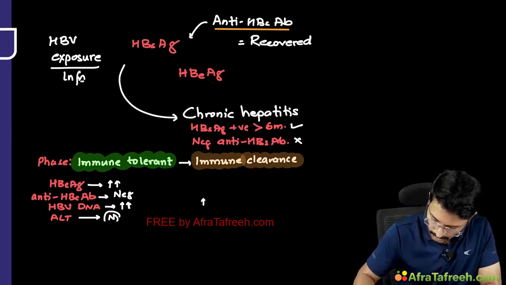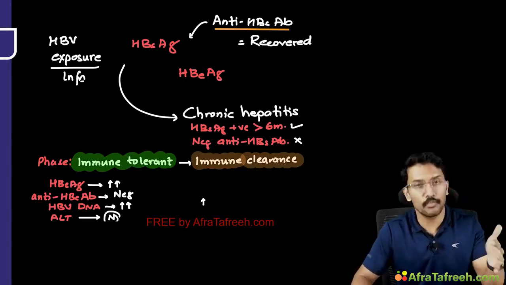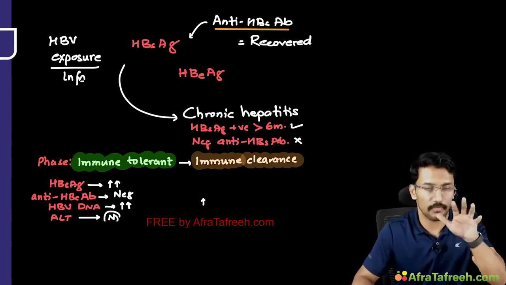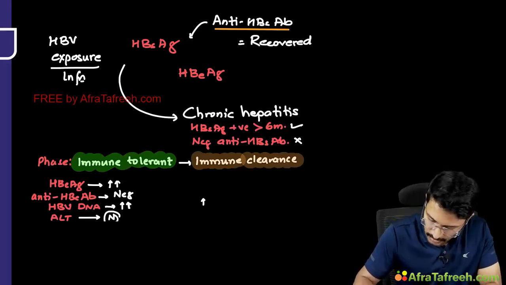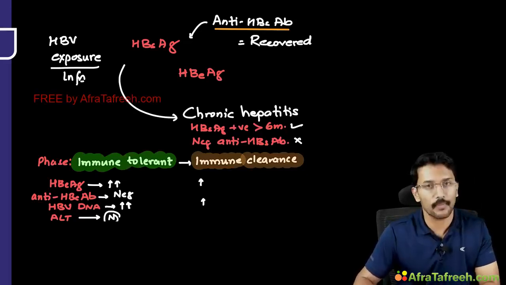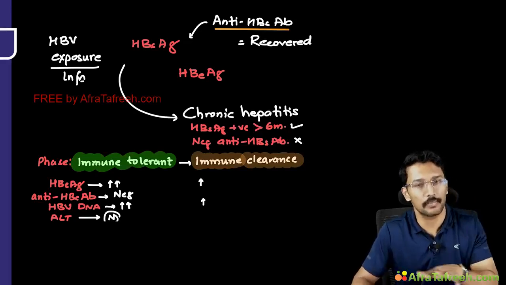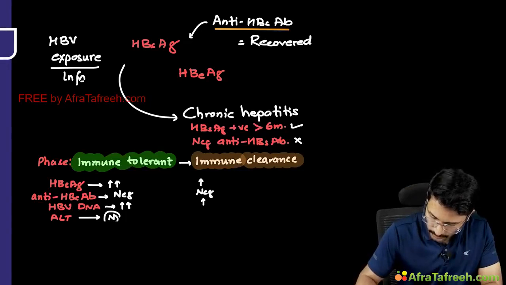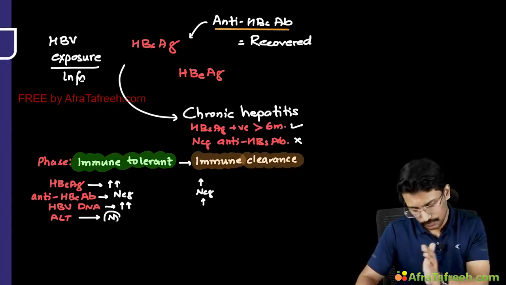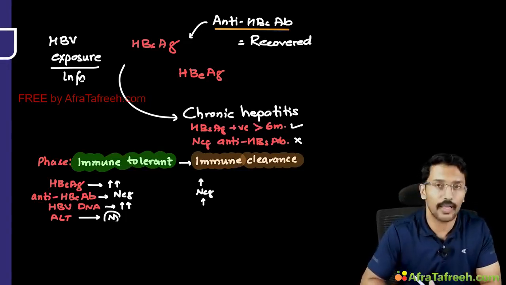So it is elevated, but not as much as the immune tolerant phase, right? The replication is suppressed, but it is still detectable. And your HBeAg will also be still detectable, but relatively less in comparison to immune tolerant phase. And anti-HBe antibody will still be negative. Okay. Now, what will happen to ALT?